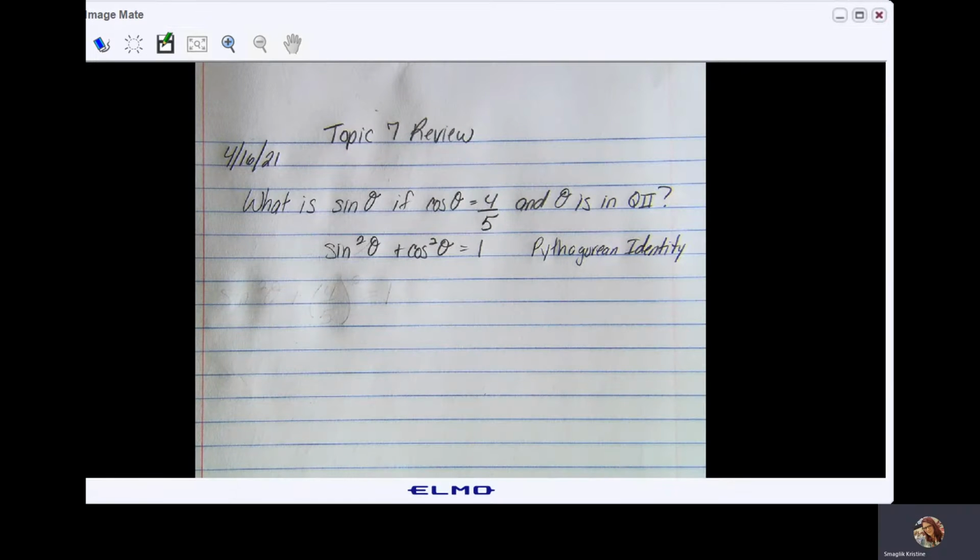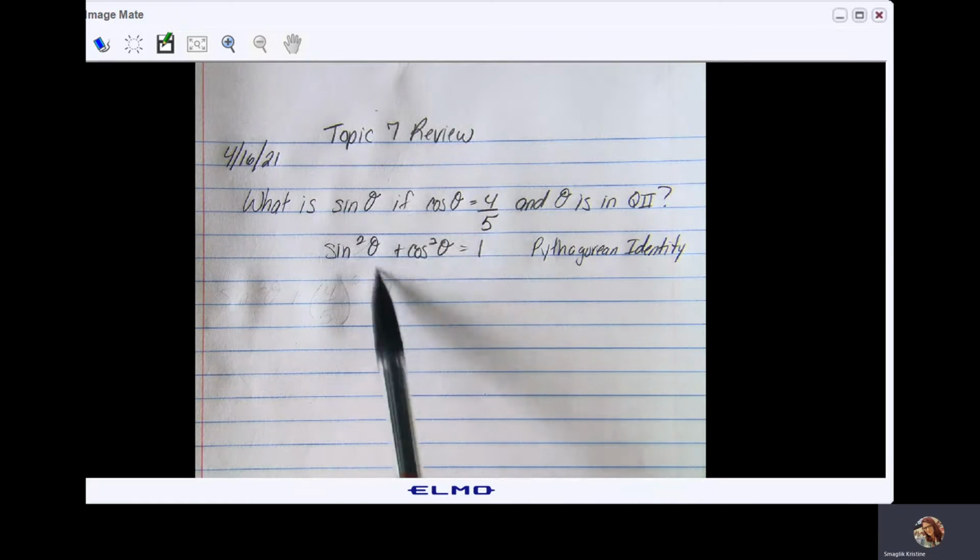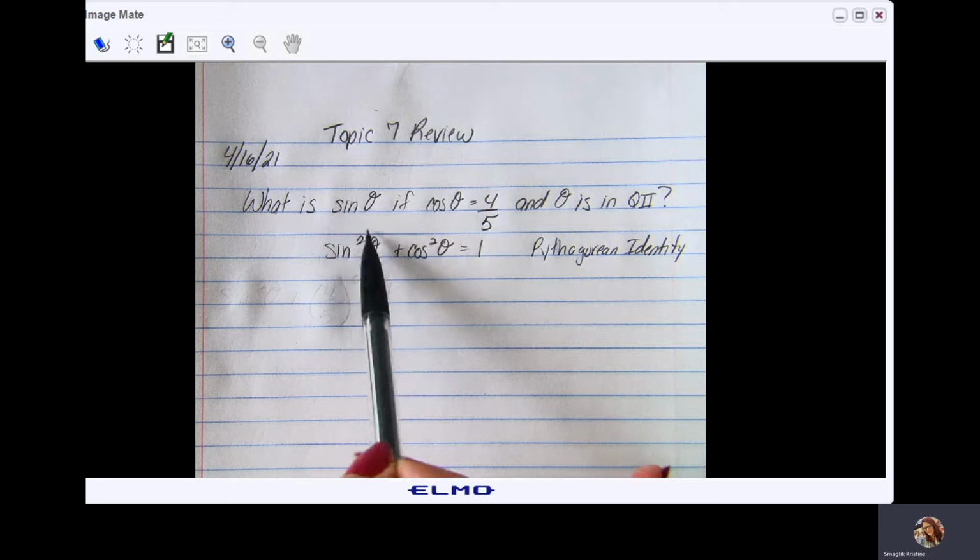We're given the problem: what is sine of theta if cosine of theta equals 4/5 and theta is in quadrant 2? We're going to use the Pythagorean identity to solve this problem. And again, remember, we are doing right triangle trig here. On the unit circle, all of these angle measures are comprised of special right triangles.